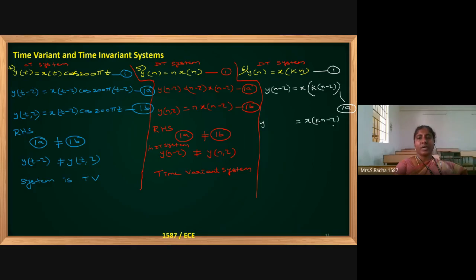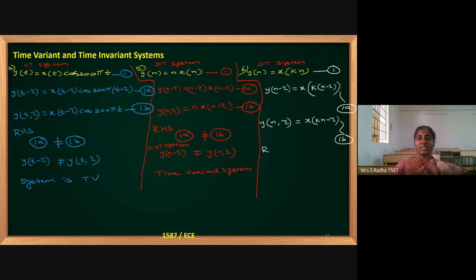This is our entire input, x of k. Minus tau you have to give for the entire input, a small delay for the entire input. In this case, the output is represented as y of n comma tau. Okay, this is equation 1b.